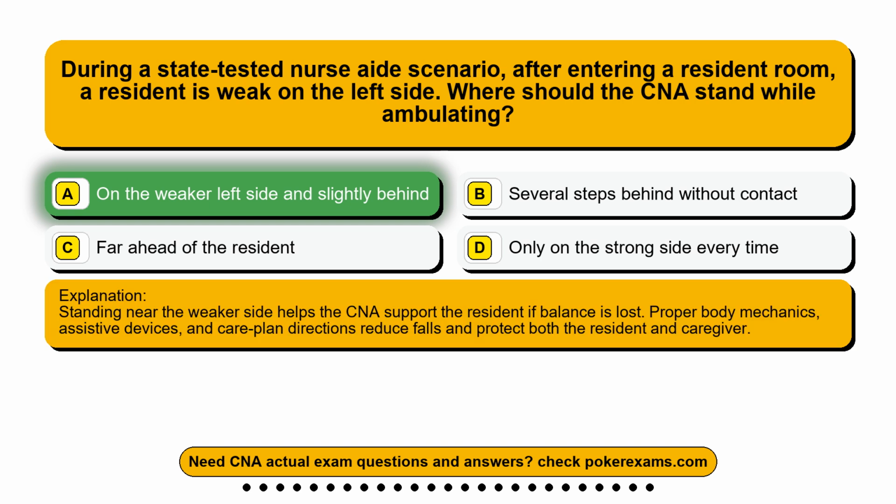Standing near the weaker side helps the CNA support the resident if balance is lost. Proper body mechanics, assistive devices, and care plan directions reduce falls and protect both the resident and caregiver.